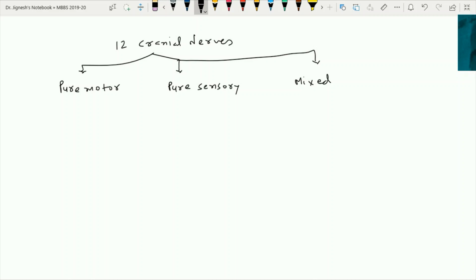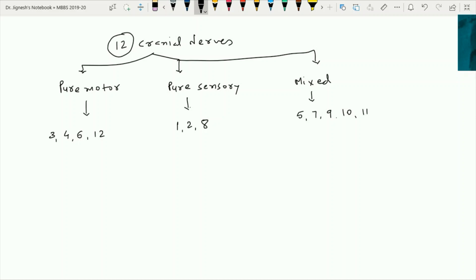Now when we see all these 12 cranial nerves, we can functionally divide them into pure motor, pure sensory, and mixed nerves. The pure motor nerves include the third, fourth, sixth, and 12th cranial nerves, while the pure sensory cranial nerves include the first, second, and eighth cranial nerves, while the other cranial nerves are mixed in nature. These include the 5, 7, 9, 10, and 11.